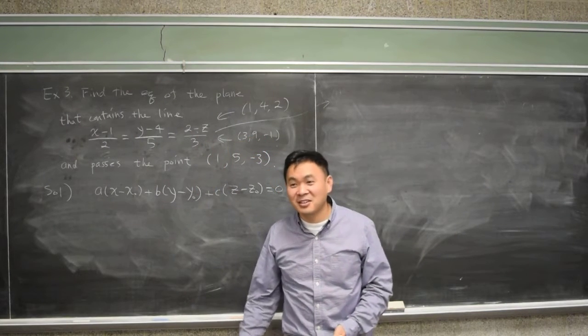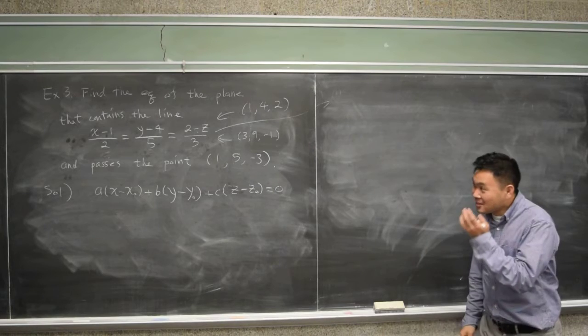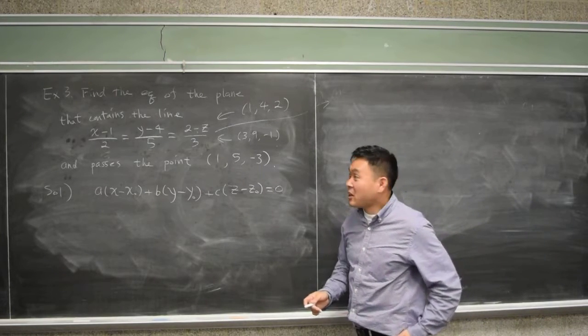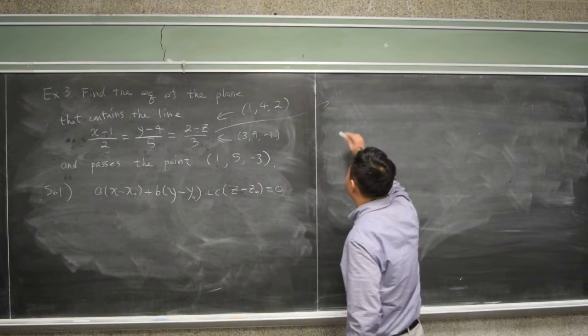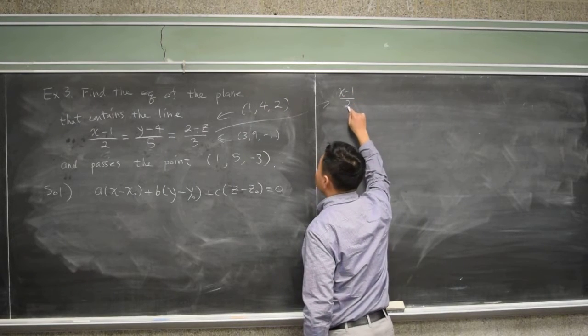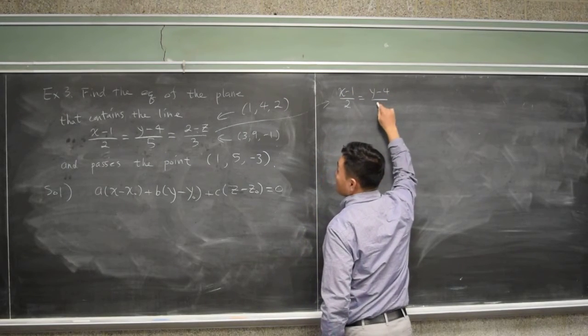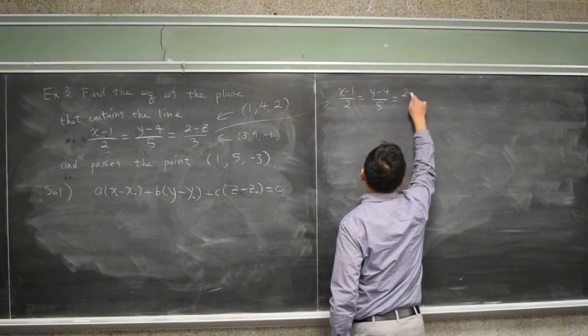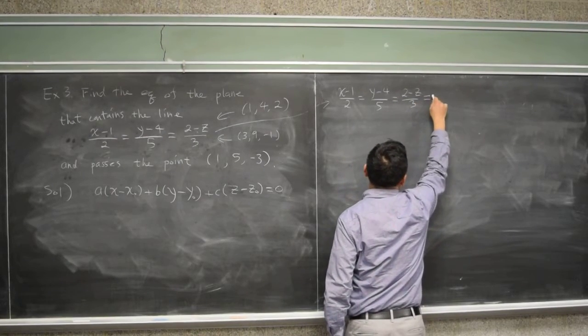Negative 3. Okay, now here's why. Let's try to change this into a parametric form. If you write it as x minus 1 over 2 equals y minus 4 over 5, equals 2 minus z over 3, set it equal to t.